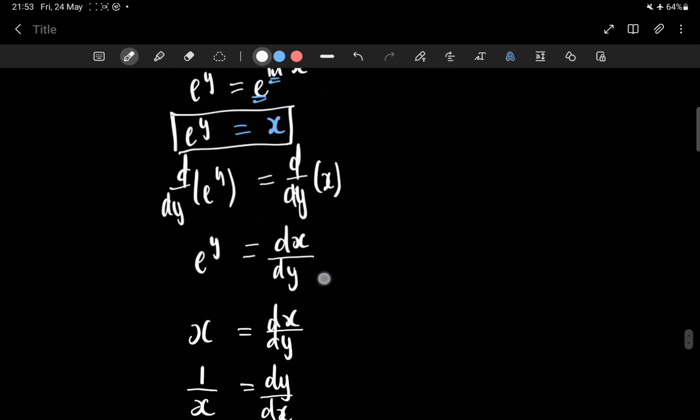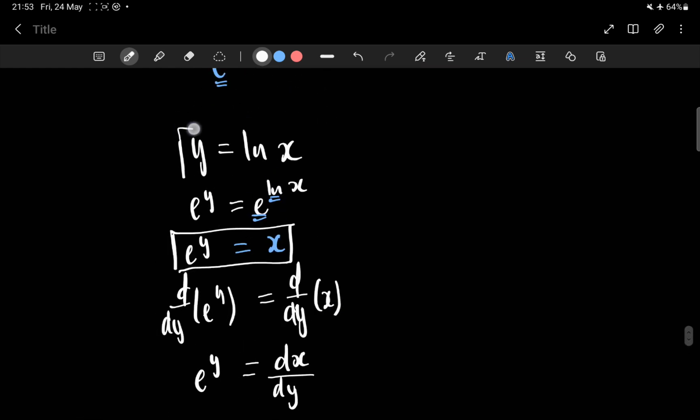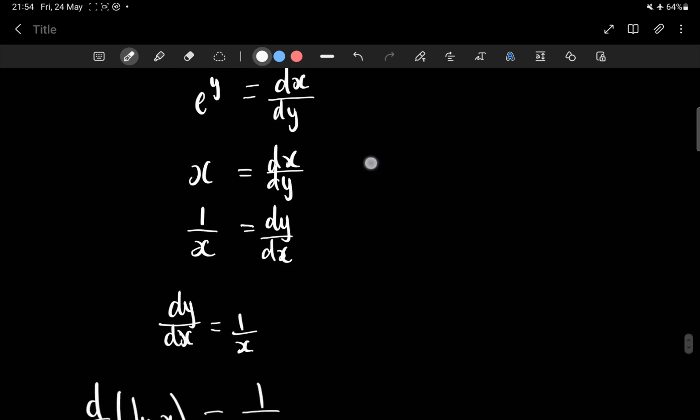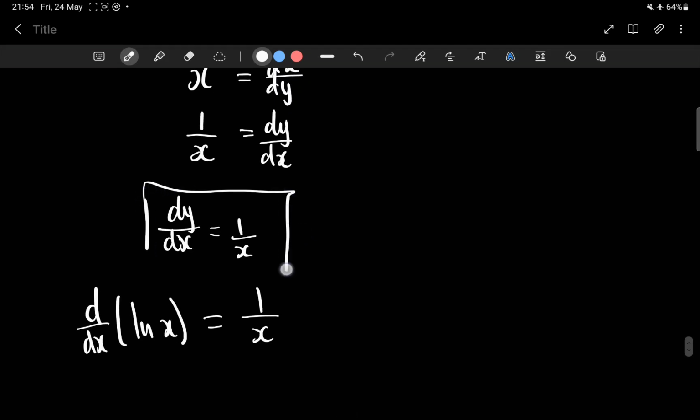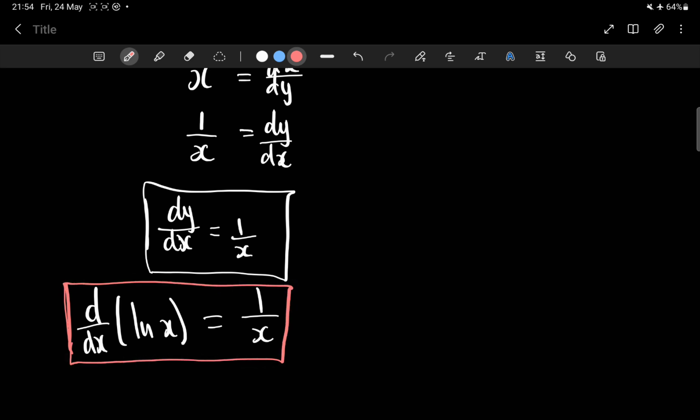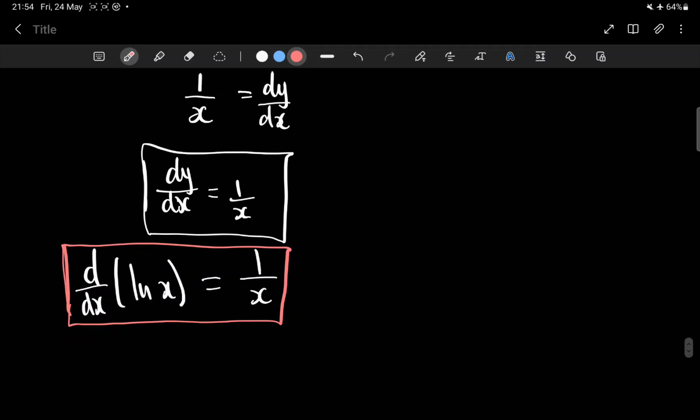So I have my solution. Because what was my y? It was ln x, right? And what was my derivative, my dy dx? It was 1 over x. So with that, I can put it in the real bracket to say that the derivative of ln x is 1 over x. That's the first thing to know: the derivative of ln x is 1 over x.